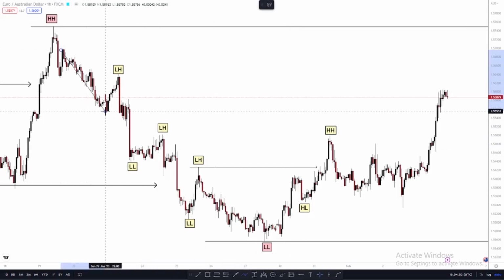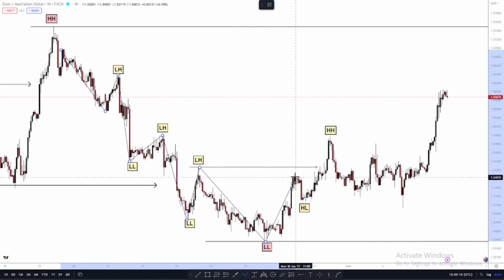So we have this lower low, which created this lower high. Price went ahead and created this lower low, came back up to create this lower high, continued back down to create this lower low, came back down to create this lower high, continued back down to create this lower low, came back up to create this lower high. After this lower high was created, what did it do next? It created what? A higher low.